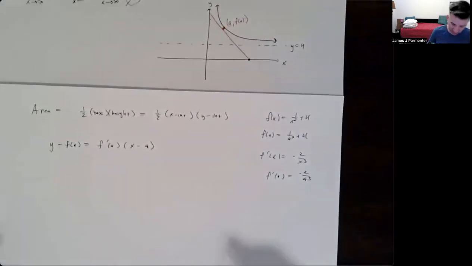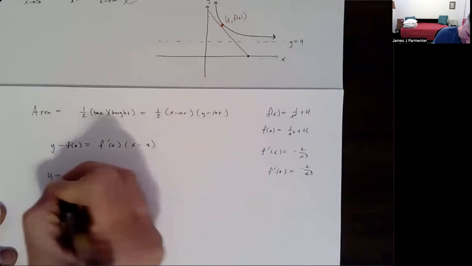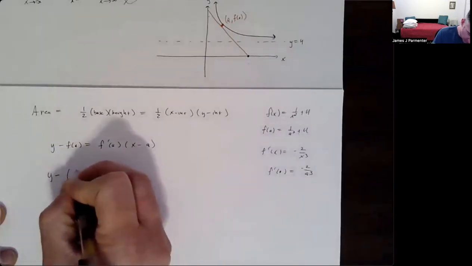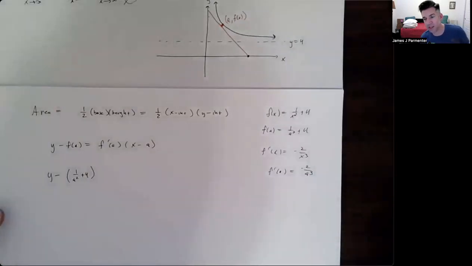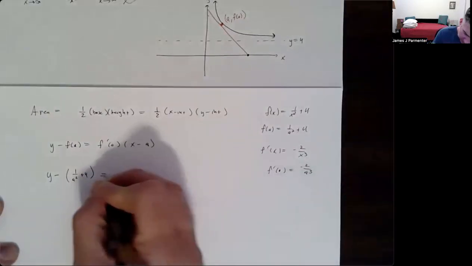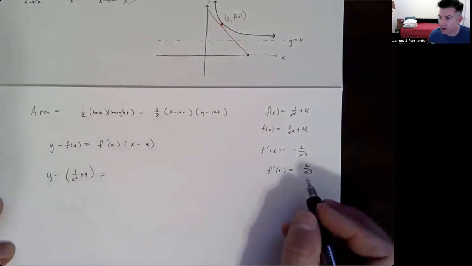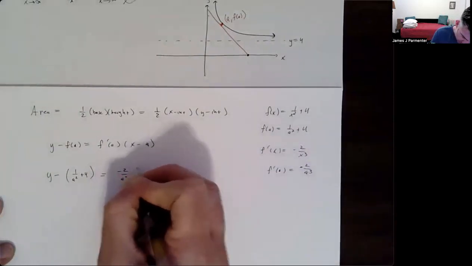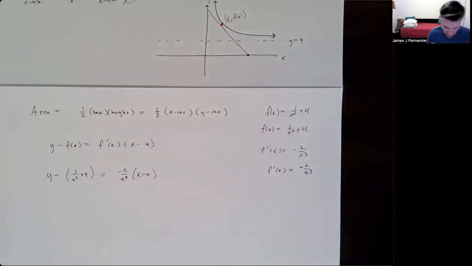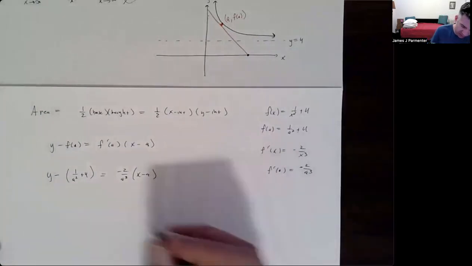So let's see. If I plug in here, I've got y minus 1 over a squared plus 4. That's not how he's doing it. It's fine. Equal to -2 over a cubed times x minus a. And now I'm going to try and find both the x-intercept and the y-intercept. So I don't think you actually need to solve for y here, but we certainly could.